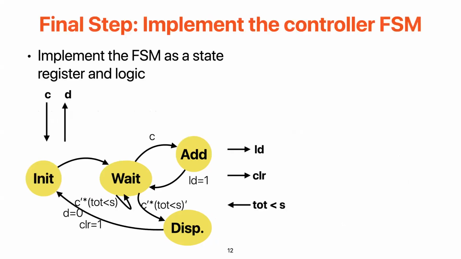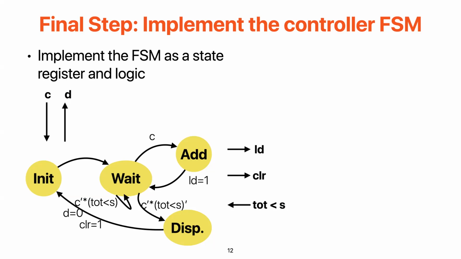So then the final step is to implement the controller's finite state machine. You just implement the finite state machine as a state register and logic, which you already learned in the past. So through this example, the soda dispenser is not perfect, but at least it gives you a very high level idea how we could design a system of circuit that works and combine all the data paths together.